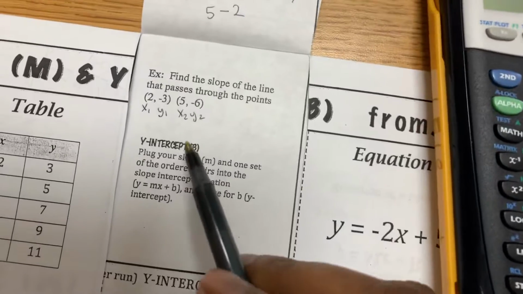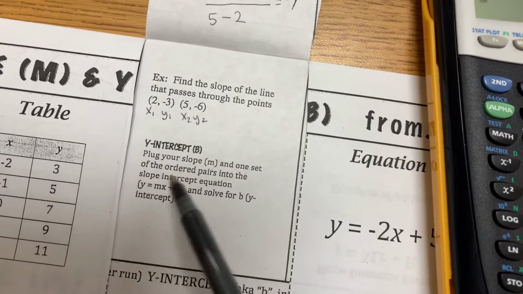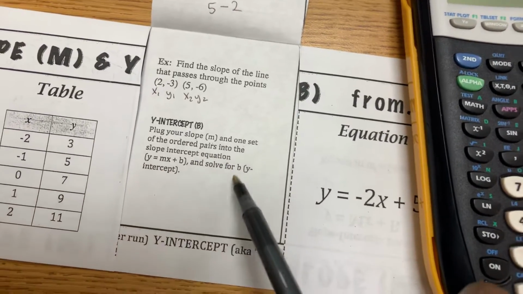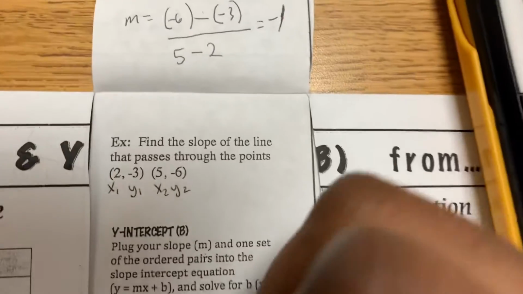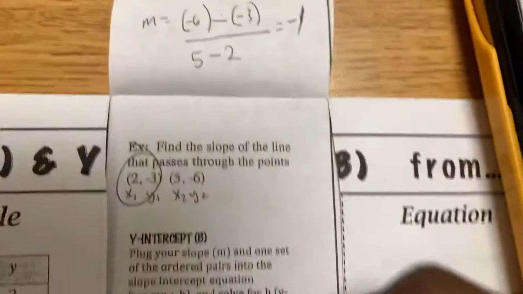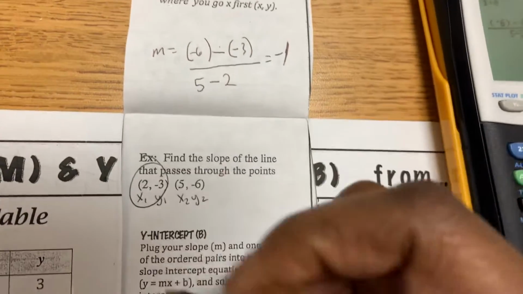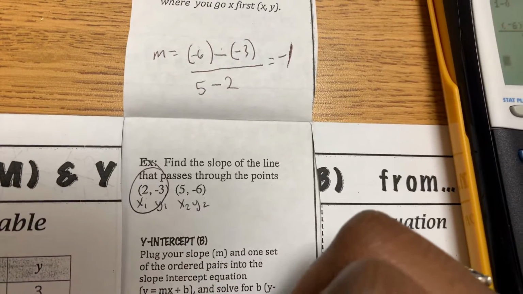Now, to find the y-intercept when you just have ordered pairs, you plug your slope m and one set of the ordered pairs into the slope-intercept equation, y equals mx plus b, and solve for b, the y-intercept, which is what I just did. So I can use either ordered pair. I'm going to plug it in. I'm going to use this one. So that's going to be -3 is equal to the slope that I just calculated, -1, times my x, which is 2, plus b.